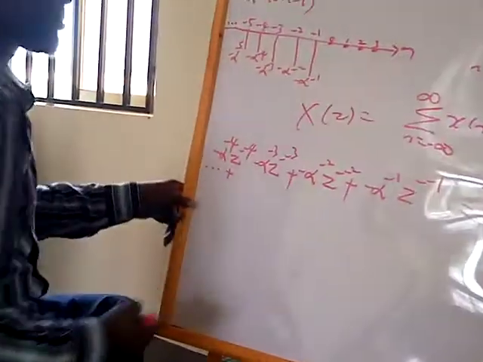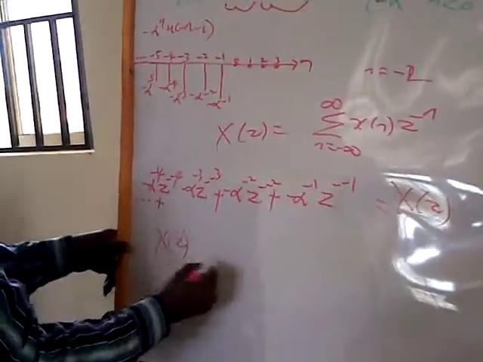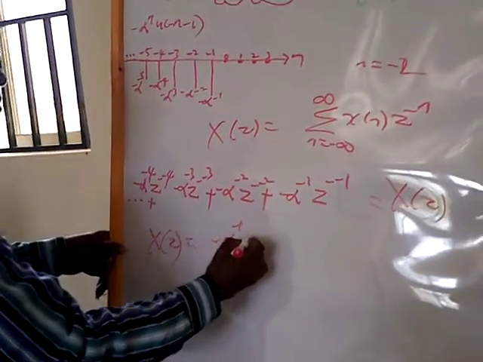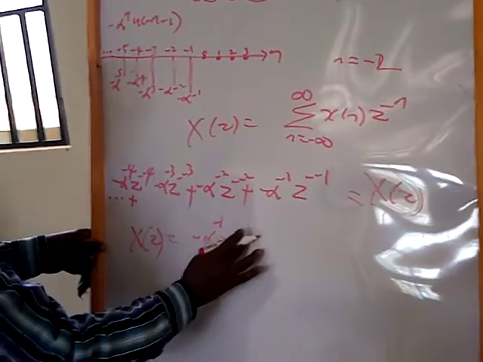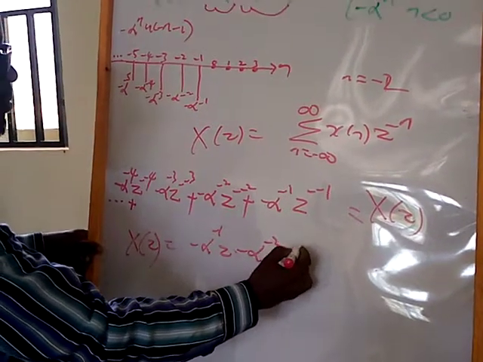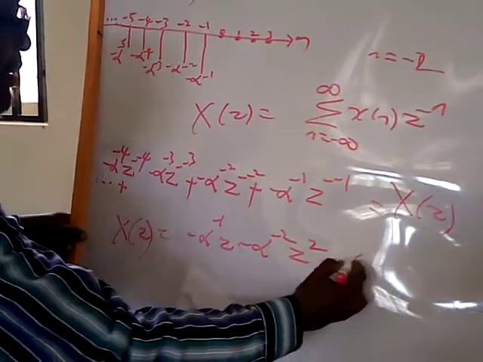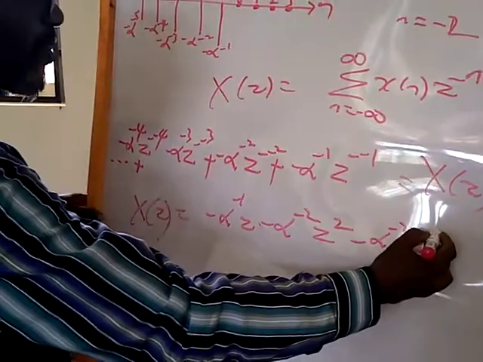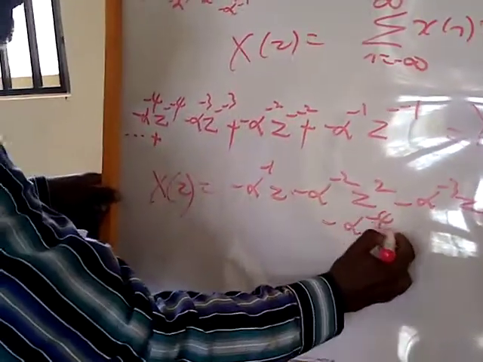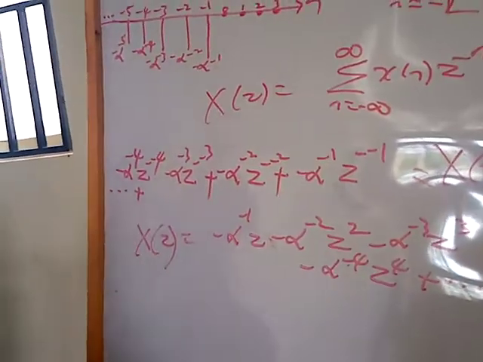equals this. Let me rewrite it. X of z will actually be what? Minus alpha minus 1, z raised to power 1. Minus alpha minus 2, z raised to power 2. Minus alpha minus 3, z raised to power 3. Minus alpha minus 4, z raised to power 4. And that's supposed to continue.